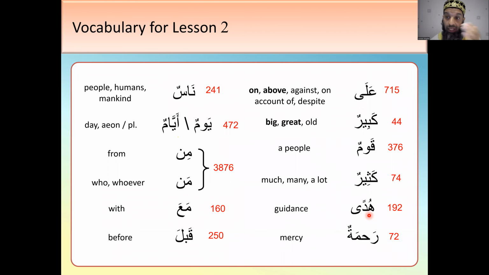Hudan means guidance. Ihdina comes from there. Hudan, guidance. Yahdikumullah wa yuslih balakum. Yahdikumullah. May Allah guide you. And the last one, rahmatun means mercy. May Allah have mercy on us all. As we say, rahimahullah, when a person has died. You don't have to say it when he's died, but we do. You can say rahimahullah to somebody who's alive as well. Rahima. So, may Allah have mercy. Ar-Rahman Ar-Rahim. Mercy.